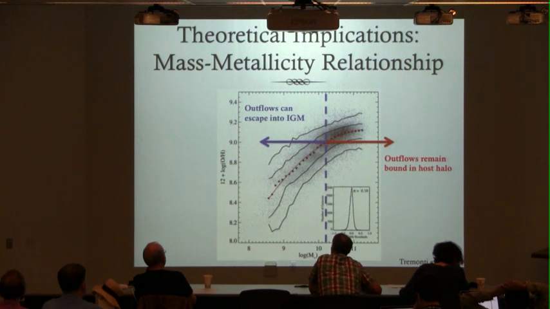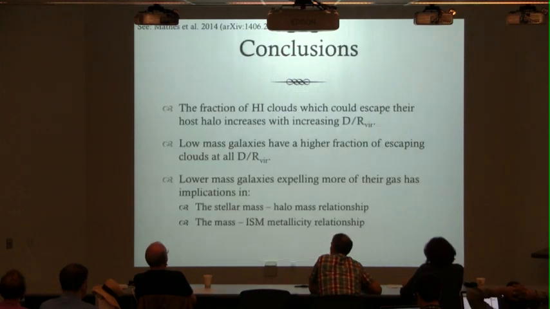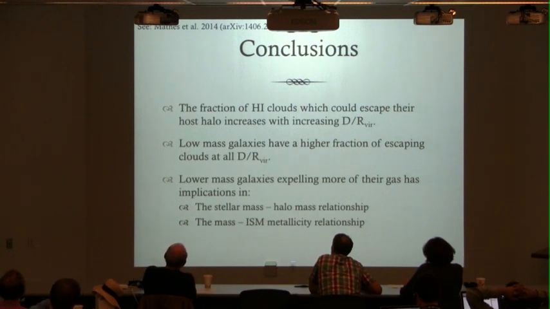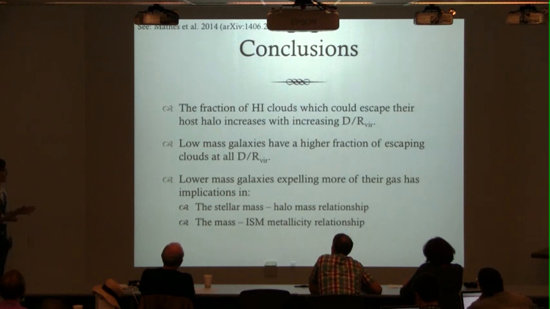And so it just falls naturally out of the kinematics, which are governed almost exclusively by the potential of the host halo. My conclusion: the fraction of H I clouds which could escape their halo does increase with increasing distance from the galaxy. This is natural. However, in low mass galaxies, at every V over Rv, at every scaled impact parameter, low mass galaxies have a higher fraction of observed escaping H I gas.